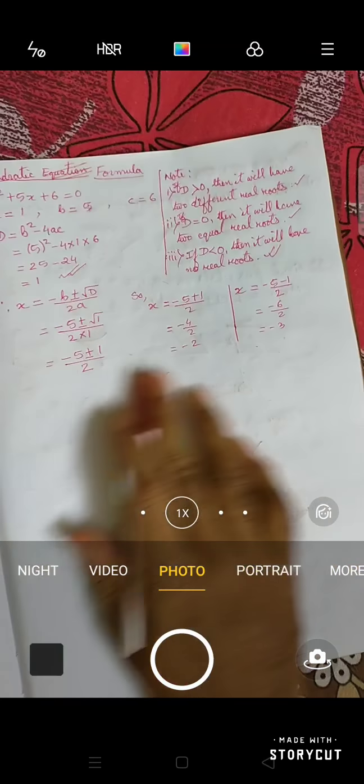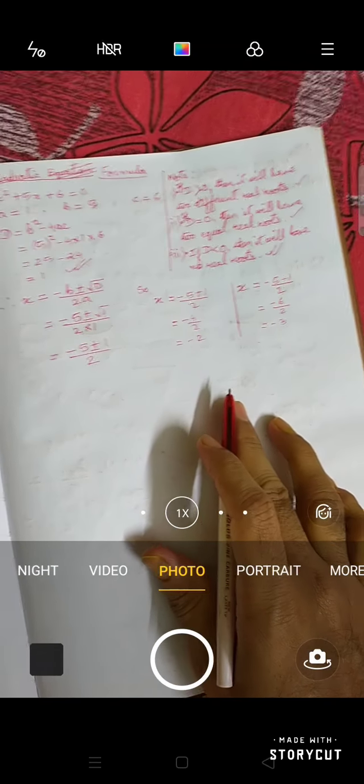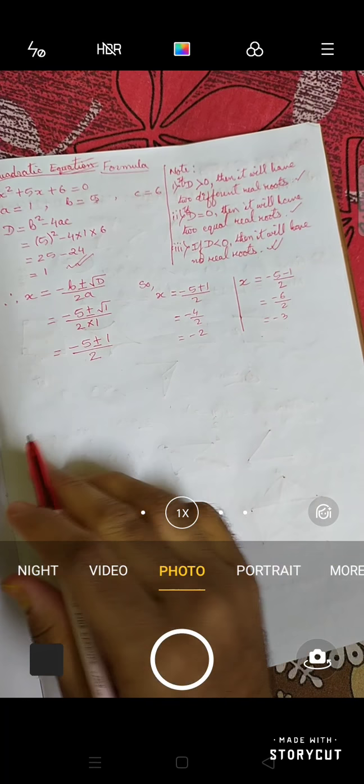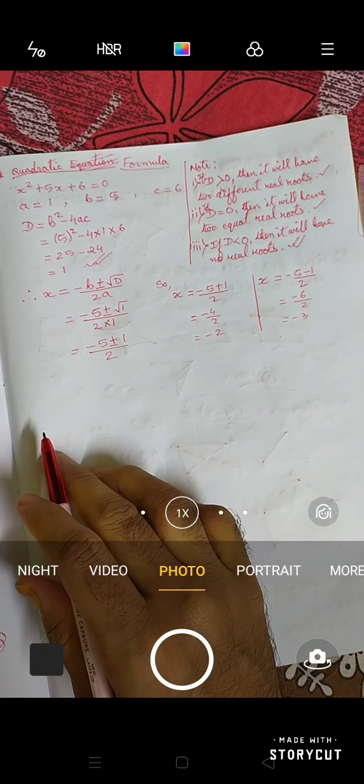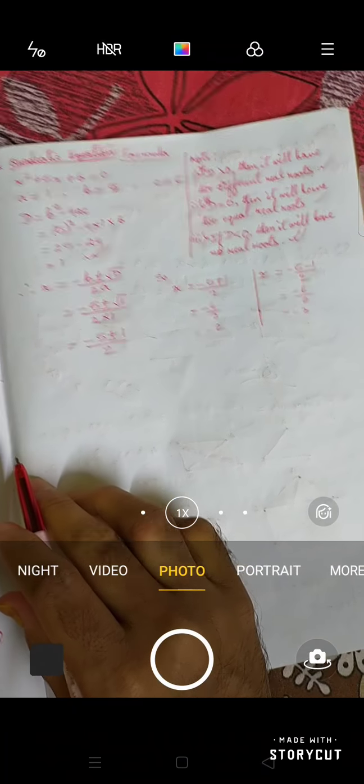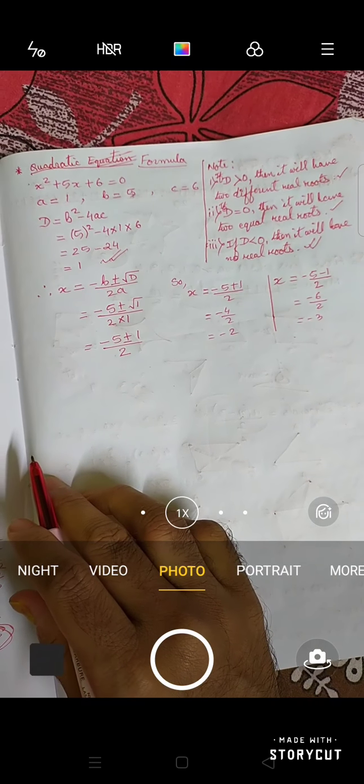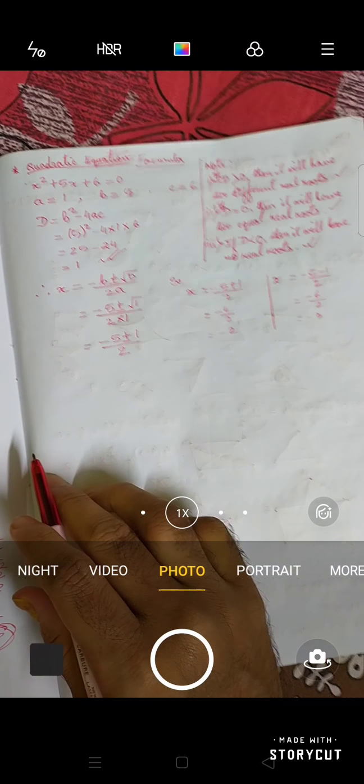Okay, so these were the three methods. By applying these three methods, you can find the zeros of a quadratic equation or a polynomial. Is it clear? Okay. One question. You can write one question.